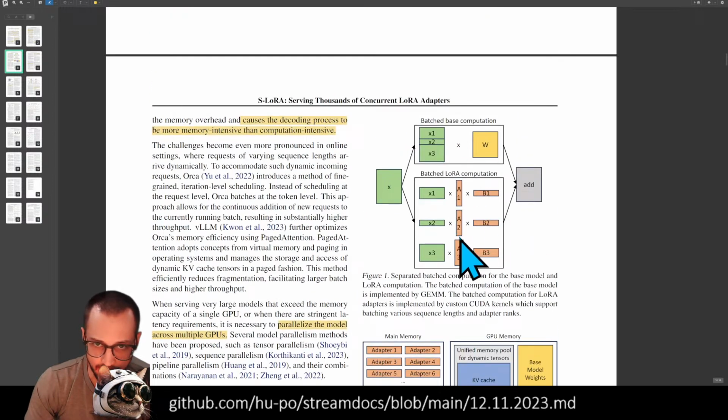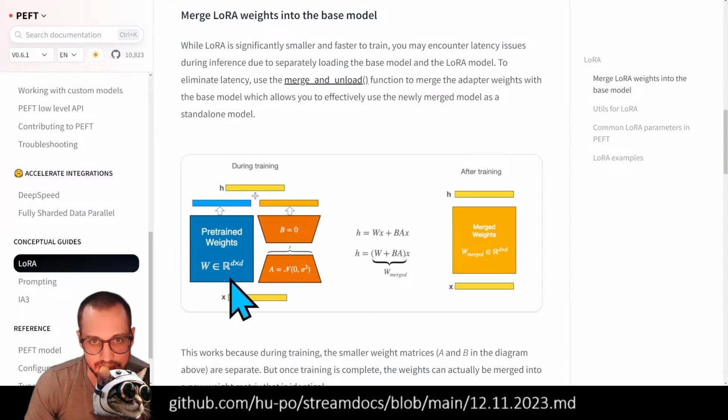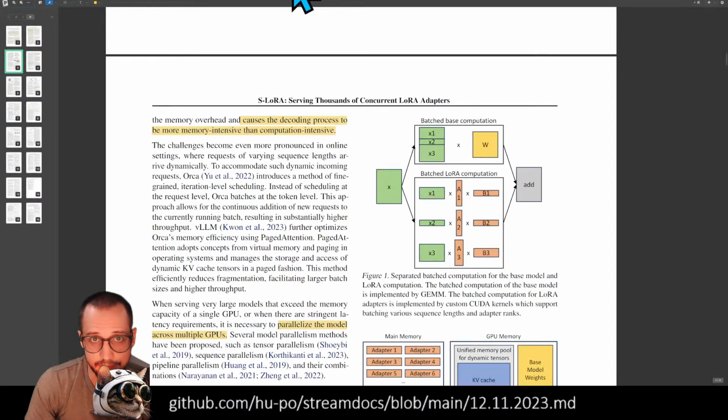Okay, what do we got here? Separated batch computation for the base model and the LoRA computation. So here you have X, and W is the weights, the original weights of the model. In the batched base computation, you're multiplying the input X by the weights W, and that's giving you the final output.